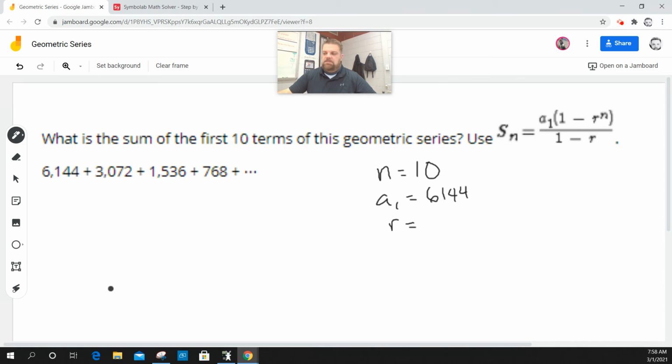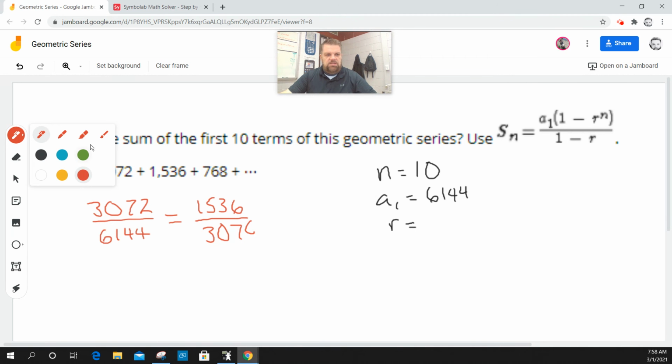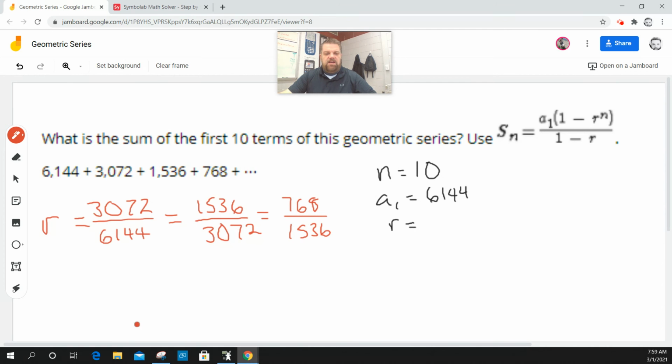I've got to take this number. In other words, what I'm going to have to do is take 3,072 and divide it by the previous number. And that should be equal to 1,536 divided by 3,072. So I think it's 1/2. I think we multiply by 1/2 to get it, and that should also be equal to 768 divided by 1,536. So I think that's 1/2, but let's find out on our calculator.